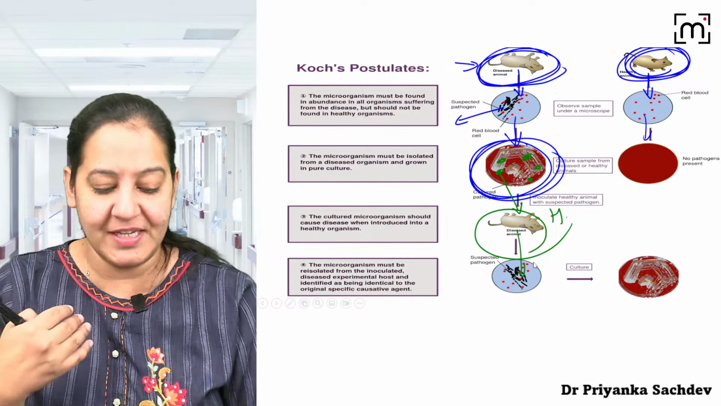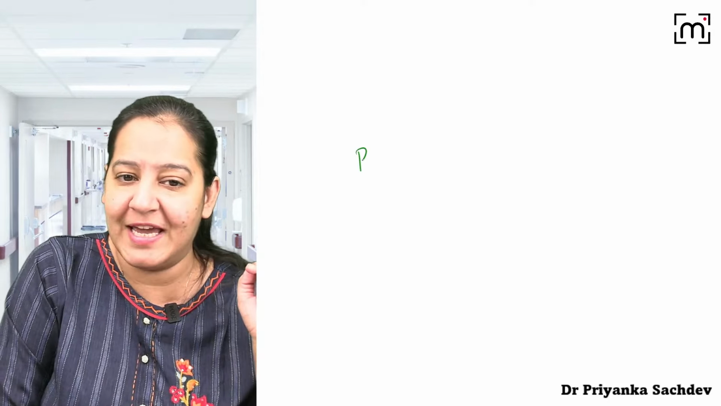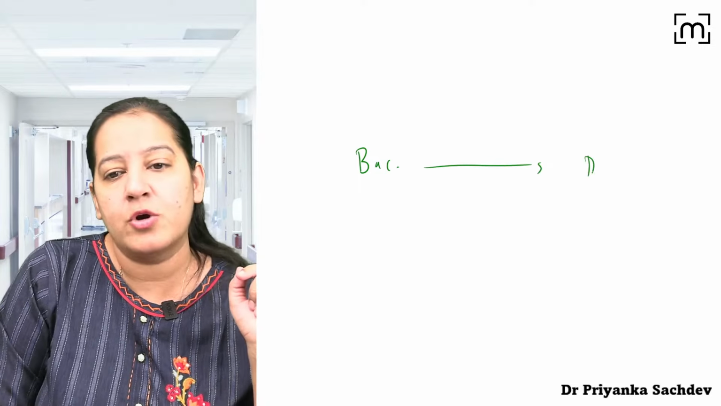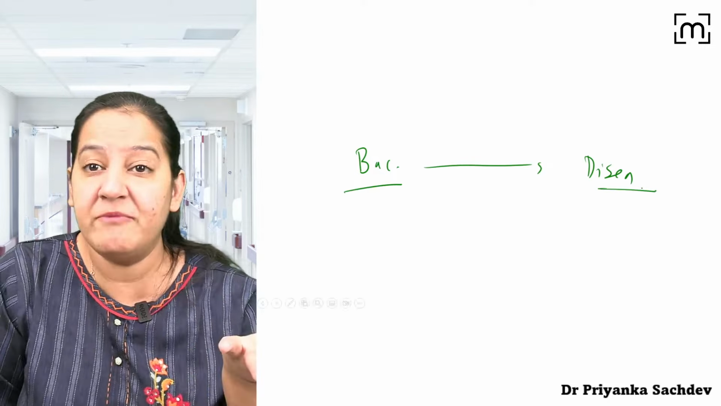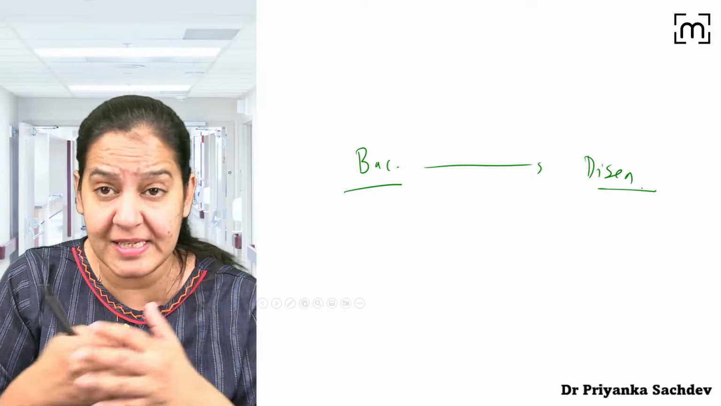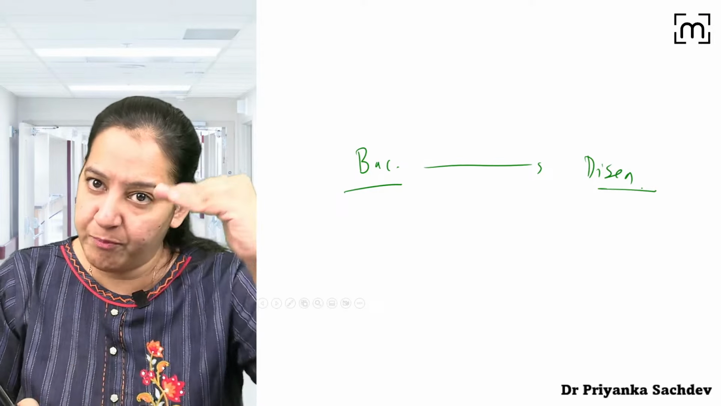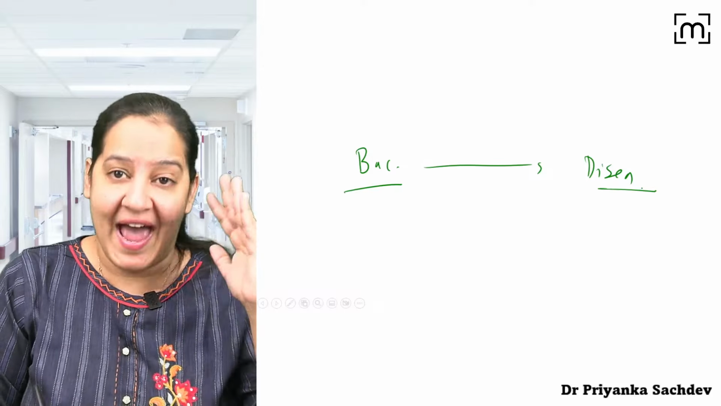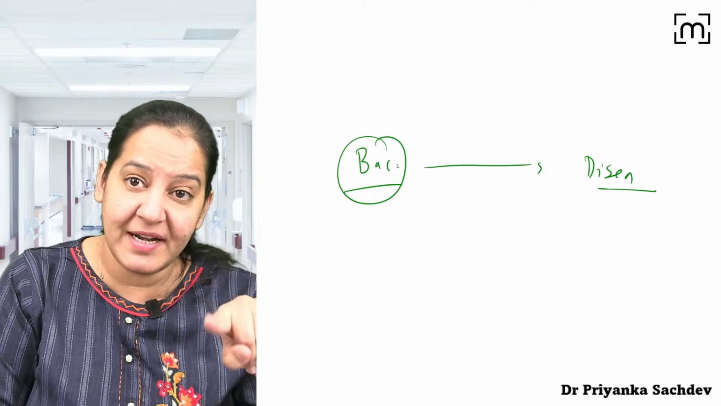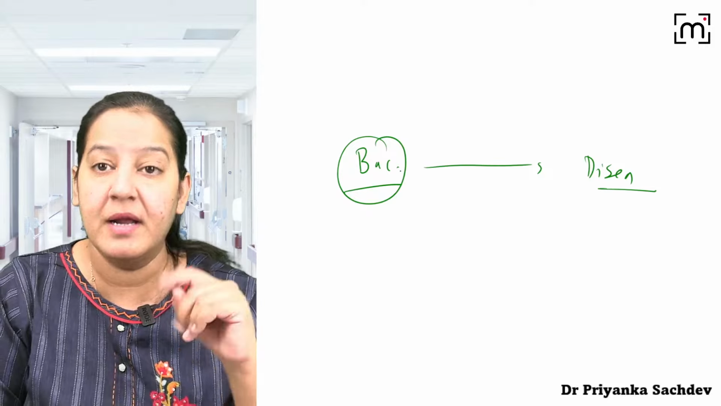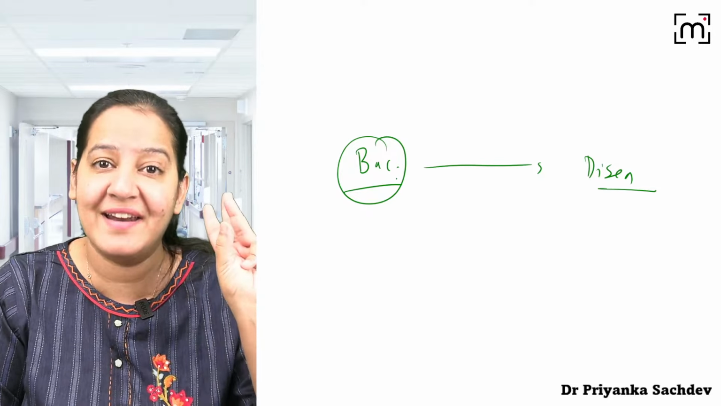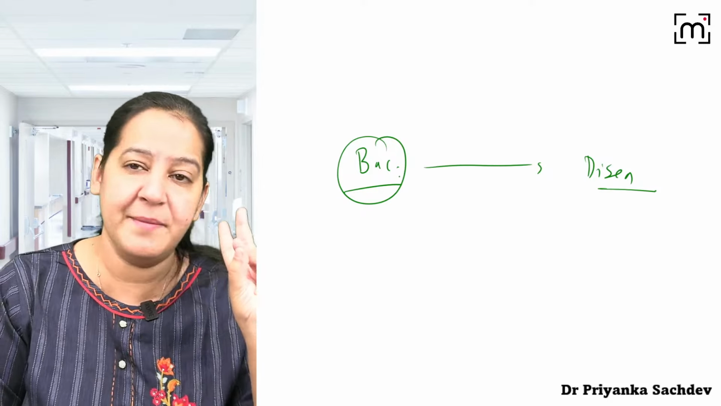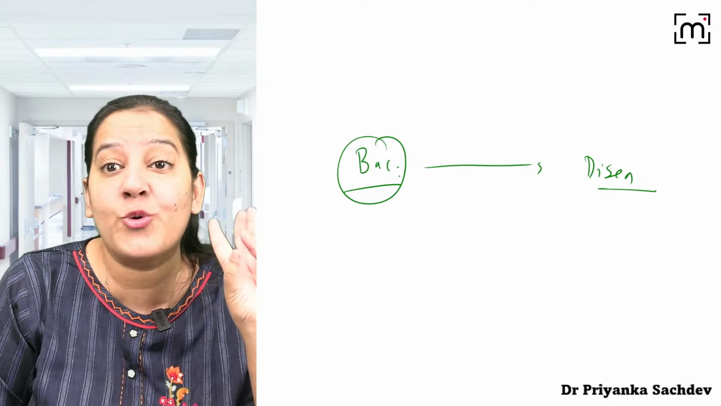Just suppose I am saying that a particular bacteria causes a particular disease. If I say this bacteria causes this disease, you will say, ma'am, we don't believe you. Can you prove it? It is the first time, you have to prove it. So I have to prove the four postulates: that the particular bacteria is present in the diseased animal, not in the healthy animal. I should be able to isolate it. After isolating, if I am injecting it in a healthy animal, the healthy animal should have the disease and I should be able to re-isolate it.